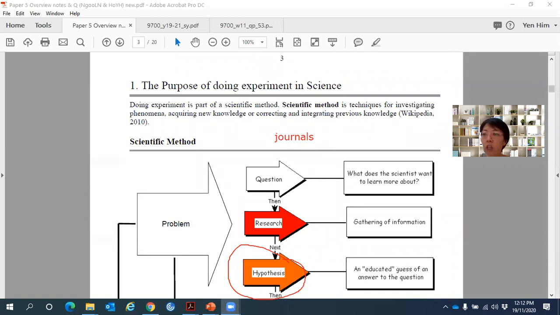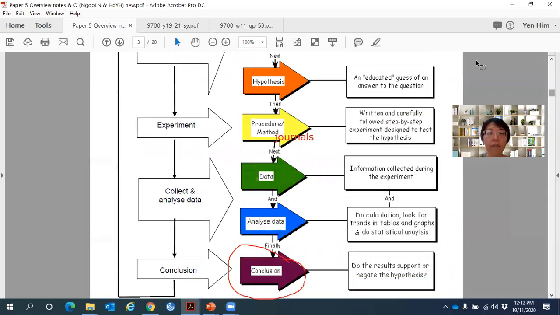So after the hypothesis, you will need to write out your experimental procedure or method. So how are you going to conduct the experiment to find out what you want to find out? So you want to test your hypothesis. So you write your procedure and then carefully follow the written procedure to carry out the experiments. Okay, so first you must write out your experimental plan.